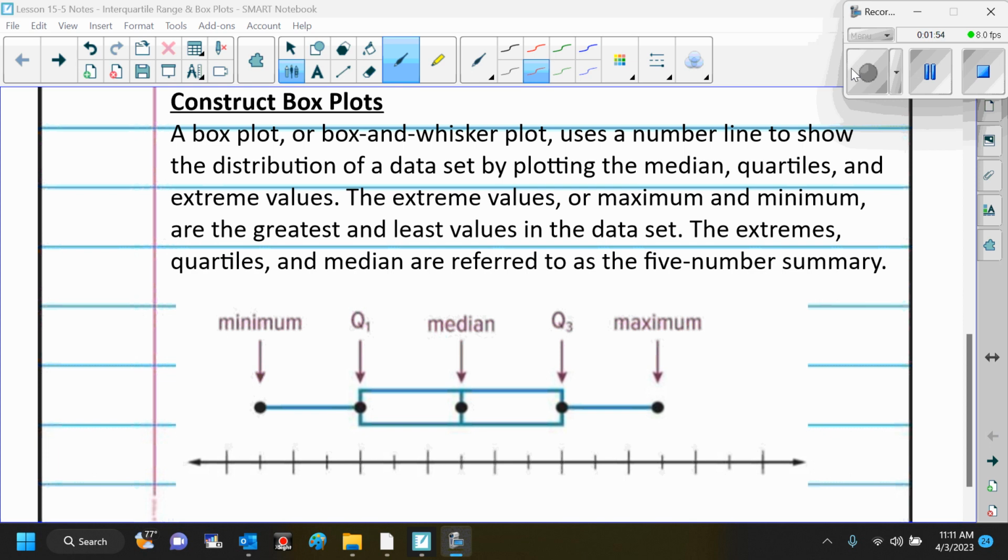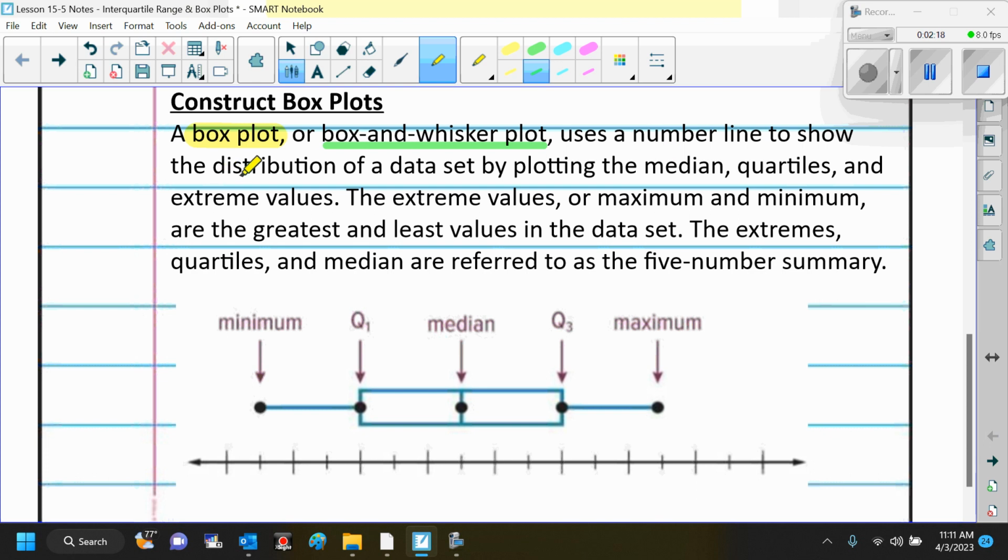So what are we going to do with all of this data that we're finding? We're going to construct box plots today. And this is what a box plot looks like, okay? So we're talking about box plots today. Sometimes you'll hear them called box and whisker plots, okay? Box plot, box and whisker plots.